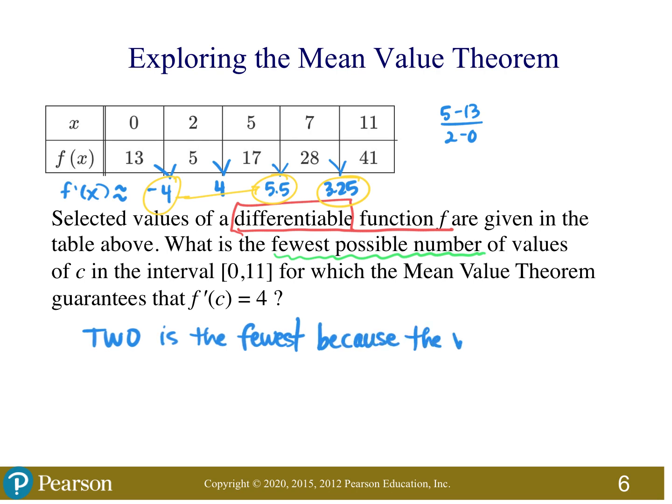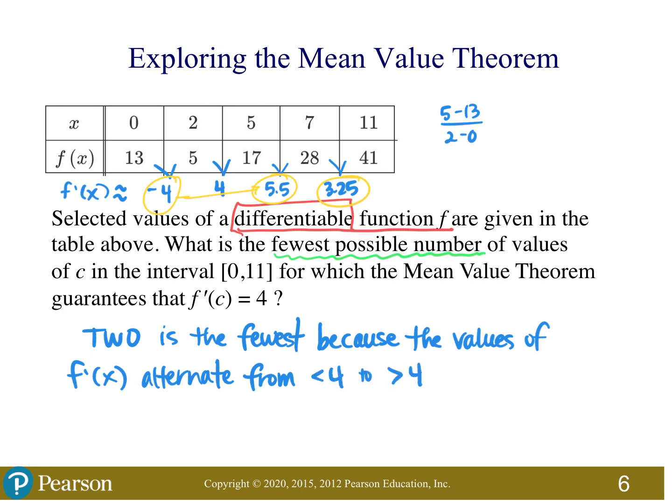Right, because the values of f prime alternate from below to above, or we can say from less than 4 to greater than 4, and vice versa, twice. And we have to say, okay, the differentiable guarantees that for us, because if we're differentiable, then we're also continuous. So we need differentiability for the mean value theorem. We need continuity, which is implied, for the IVT.